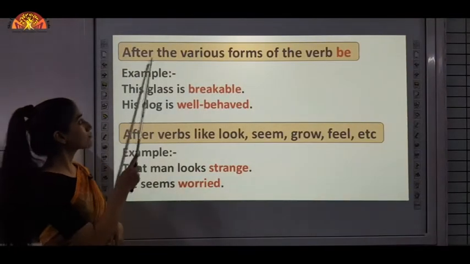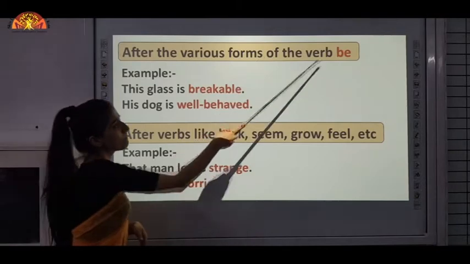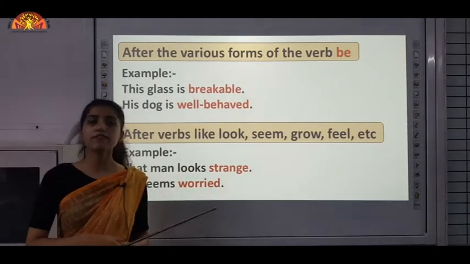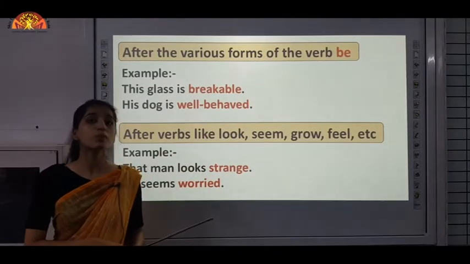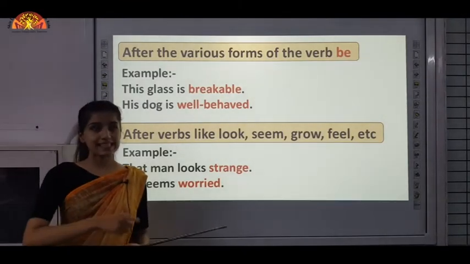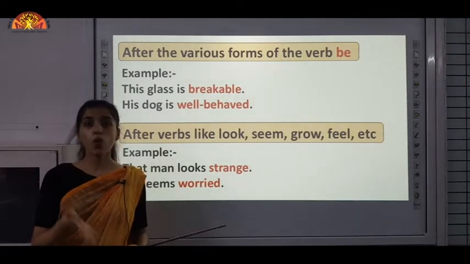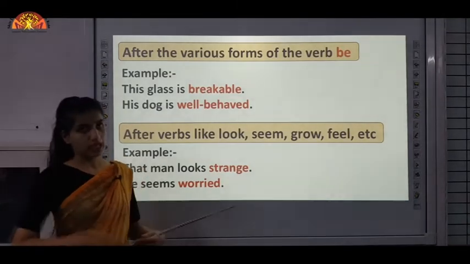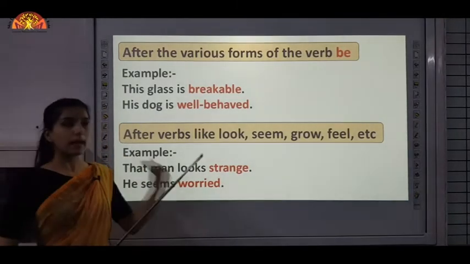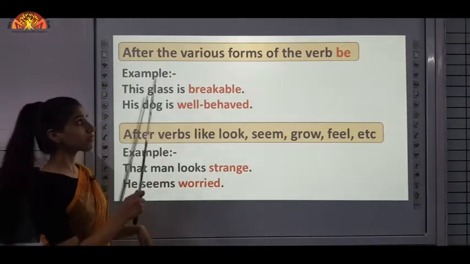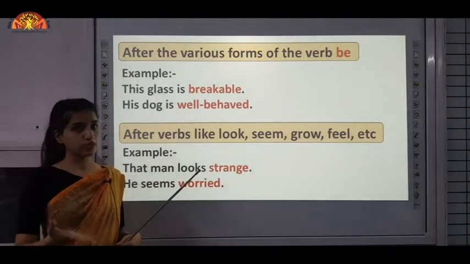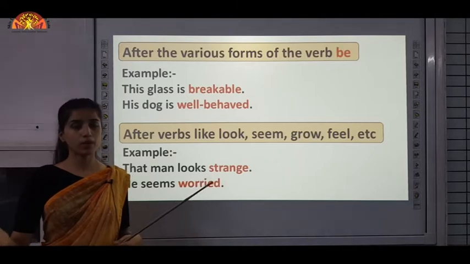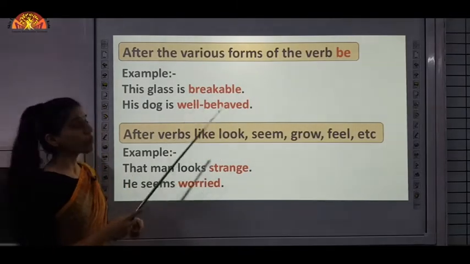The second position is after the various forms of the verb be. In your previous chapter, we studied the forms of the verb be. Do you remember? Is, am, are, was, were, been, being are the forms of be. So an adjective can be placed after the forms of the verb be.